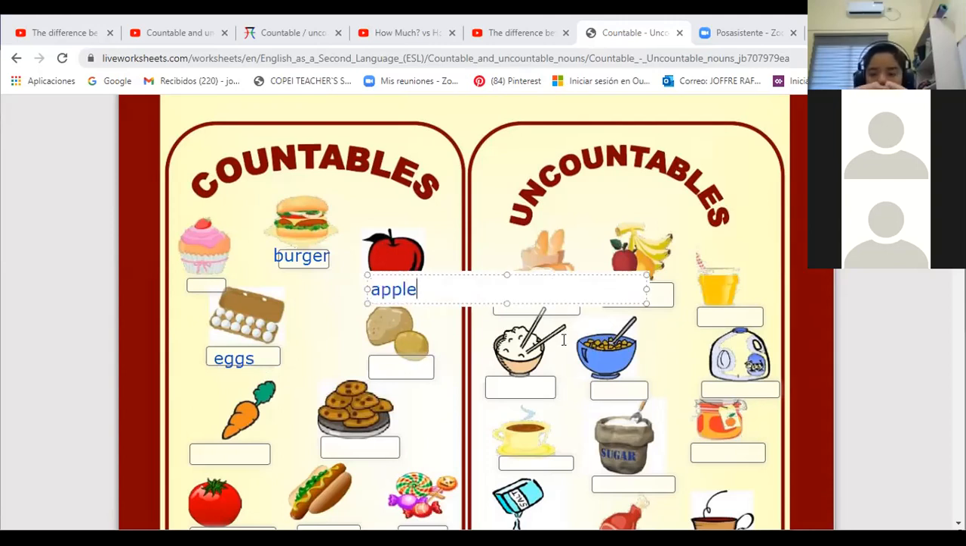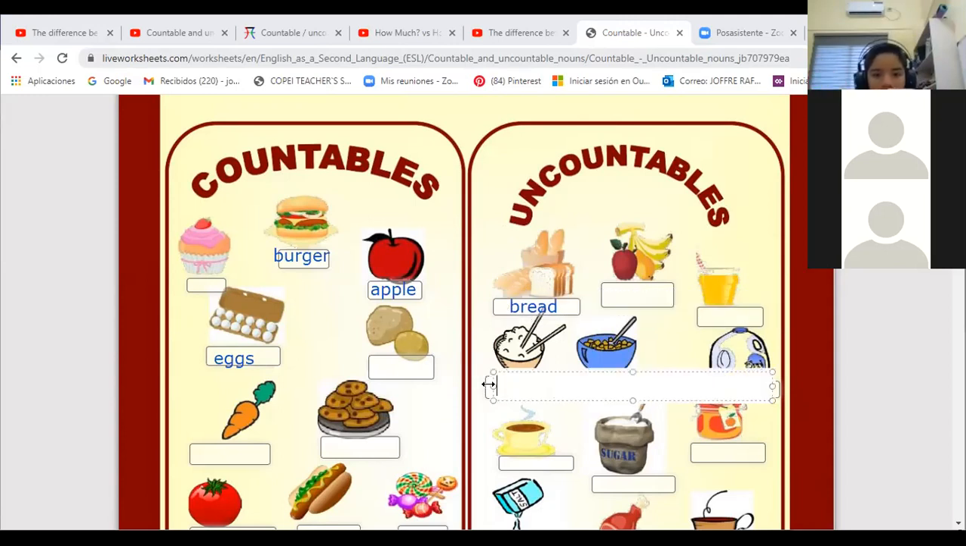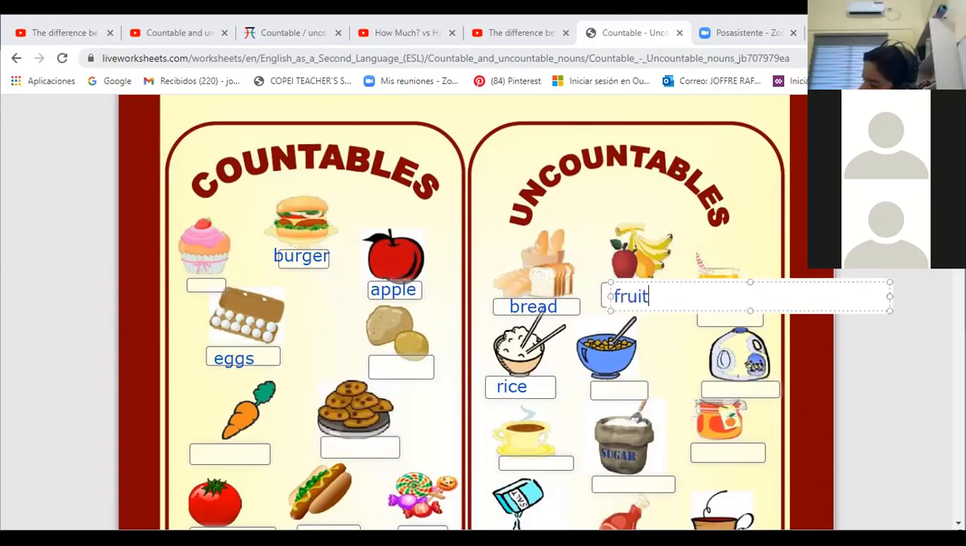Excellent. Uncountable. Where this is the first? Bread. Meat. Bread. This one? Rice. Excellent. This? Fruit. And the last one is? Juice. Exactly.